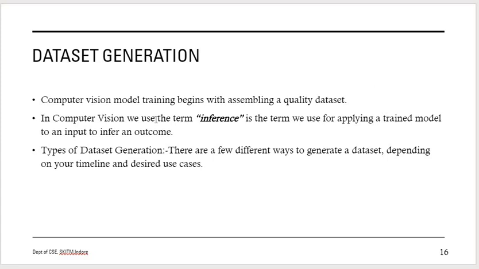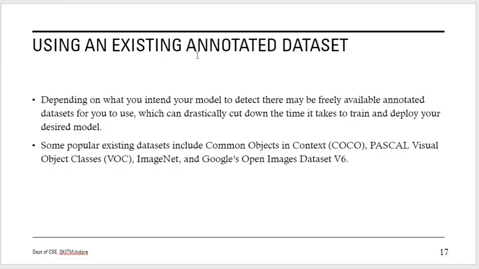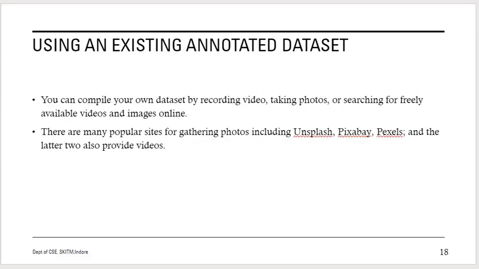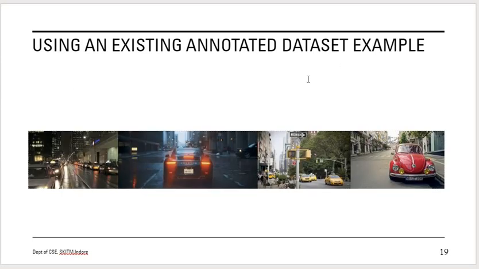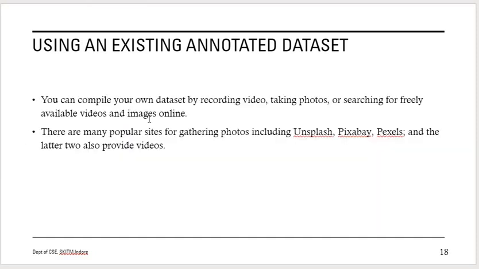Data set generation. Computer vision model training begins with assembling a quality data set, using an existing annotated database. This picture represents some place where different types of cars are placed at different times.